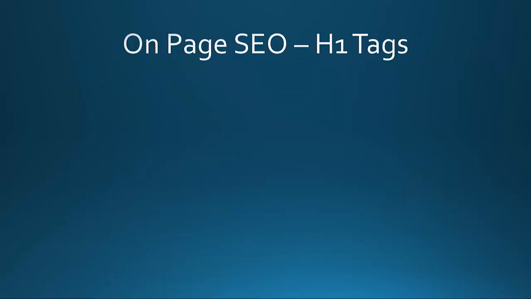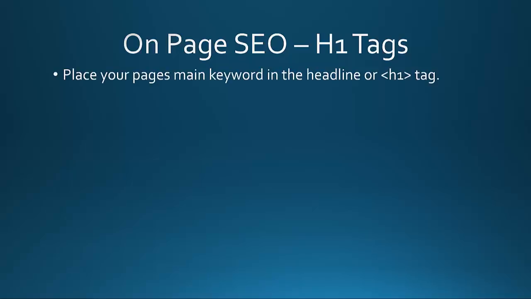And the next content that we're going to talk about are H1 tags, also known as header tags. This is another very important on-page SEO factor. Place your page's main keyword in the headline, or H1 tag, as it's also called. Use it only one time on each page. You don't want to stuff the H1. It doesn't do you any advantage to have multiple H1 tags.